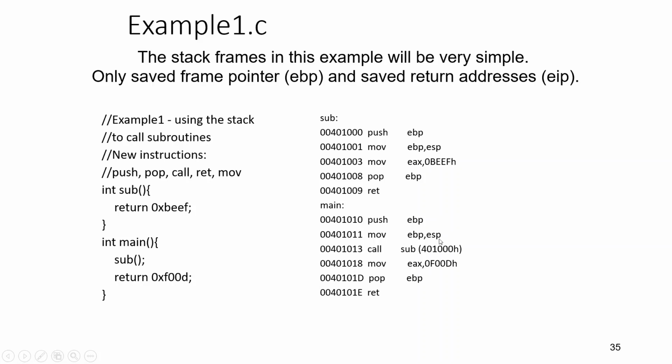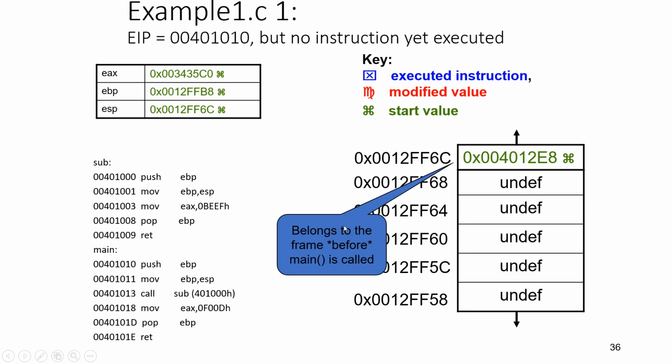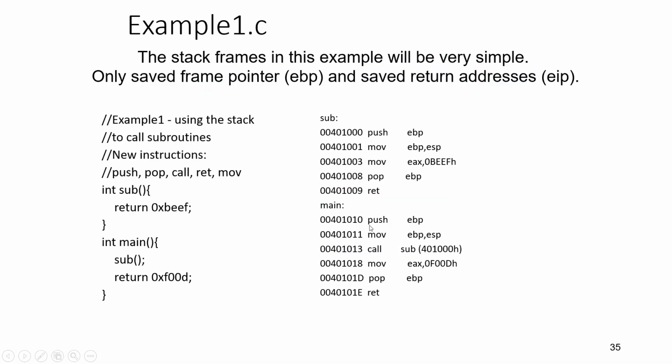x86 instructions: push EBP, move EBP, ESP. You will come to know these as you can see. Okay, first I will explain the theory. Push EBP, what is this? Push the stack frame pointer of main onto the stack, that is saving the frame pointer of main onto the stack, and move EBP to the ESP.